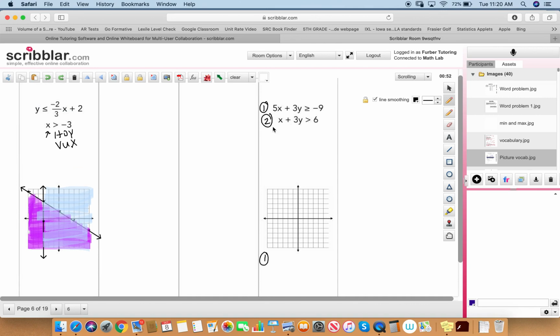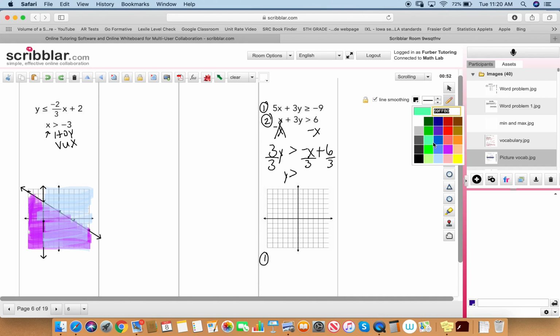So to get the y alone, I'm going to subtract x from both sides. So I'm going to get 3y is greater than negative x plus 6. And then if I divide by 3, I'm going to get y is greater than, remember that this negative x right here means negative 1x, so that's going to give me negative 1/3 x plus 2.